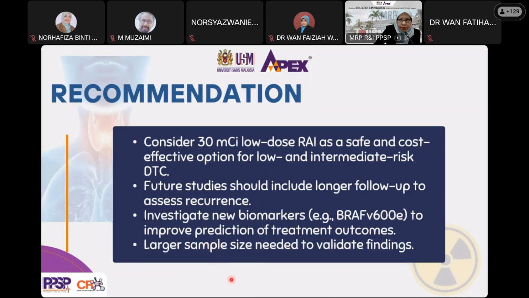So our recommendation after this study, we consider 30 mCi low dose as a safe and cost-effective option for low risk and in selected intermediate risk. Future studies should include longer follow-up to assess recurrence. And we need to investigate new biomarkers such as BRAF V600E to improve prediction of treatment outcomes, and a larger sample size is needed to validate the finding.